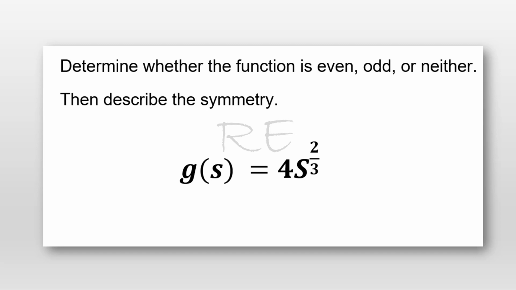In this example, we're going to determine whether the function is even, odd, or neither. Then describe the symmetry. g(s) is equal to 4s^(2/3).